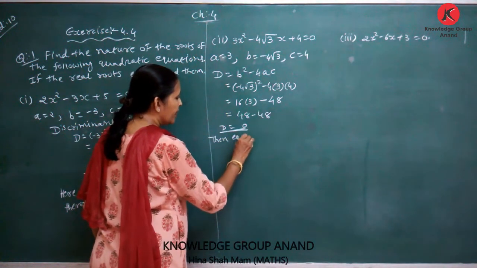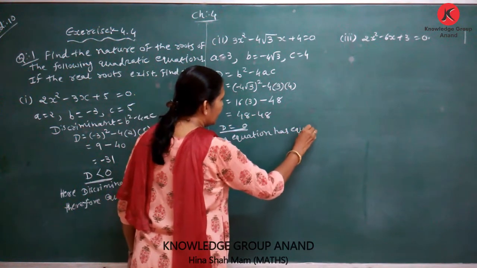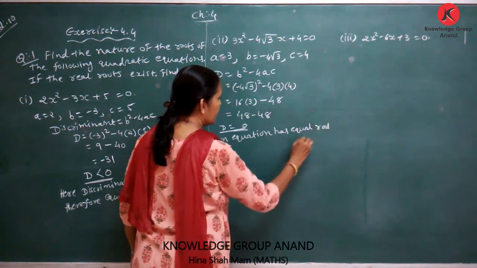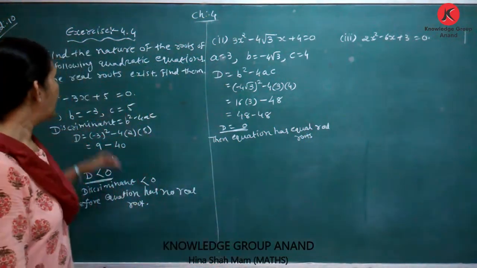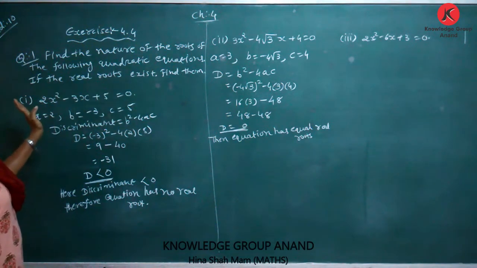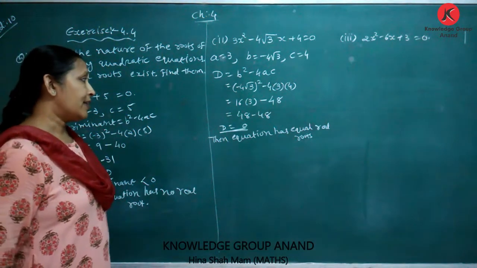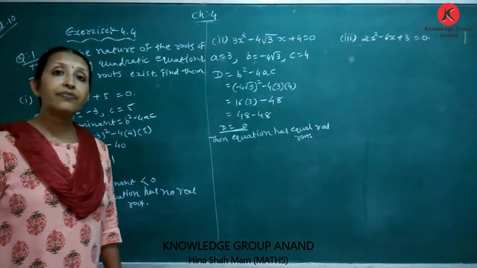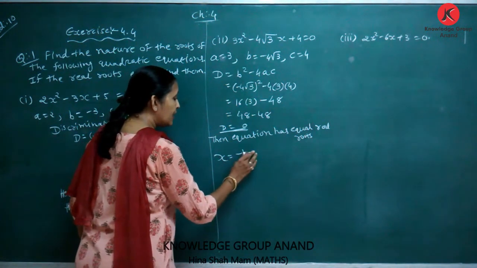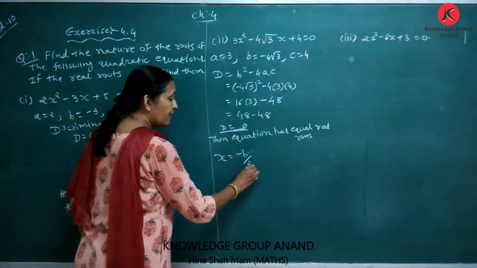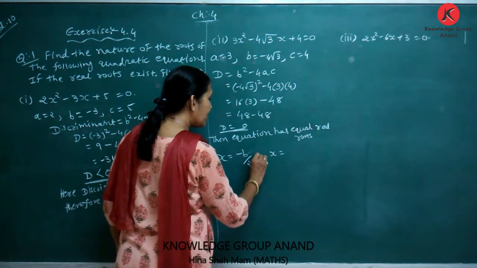Then the equation has equal real roots. They exist, so find them. How do we find them? Roots we find using the quadratic formula, minus b. Here D is equal to 0, then using the formula minus b upon 2a, both roots are the same.